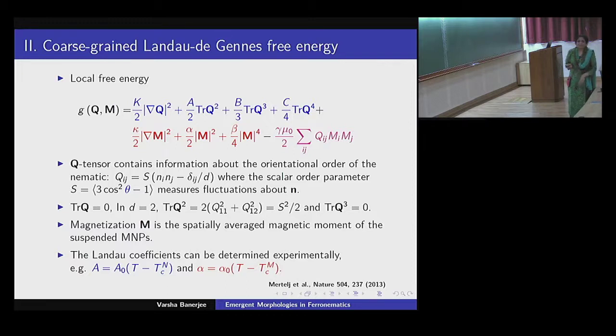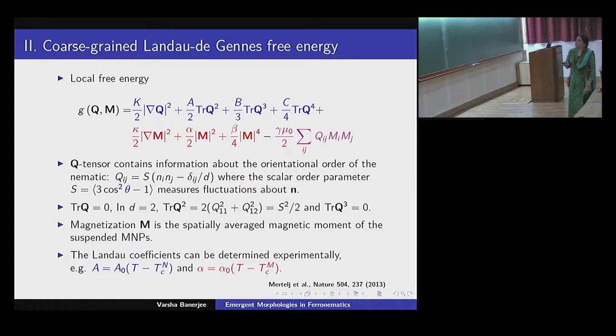Q is what describes the nematics. That's a tensor and it contains information about the orientational order of the nematic, and one can actually relate it to the directors. So you can evaluate Qij by knowing the directors at positions i and j. And this S is a scalar order parameter. It actually measures the fluctuations about the director. Then we also have the magnetization M. That's the spatially averaged magnetic moment of the suspended nanoparticles.